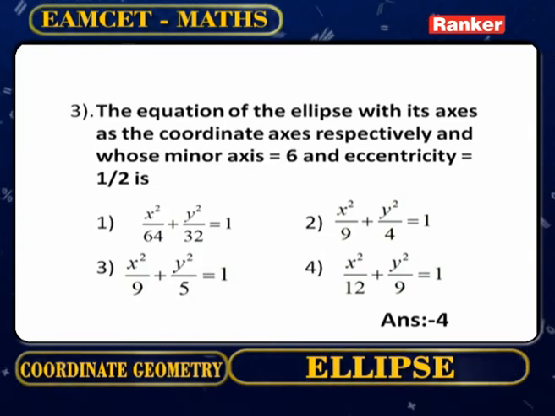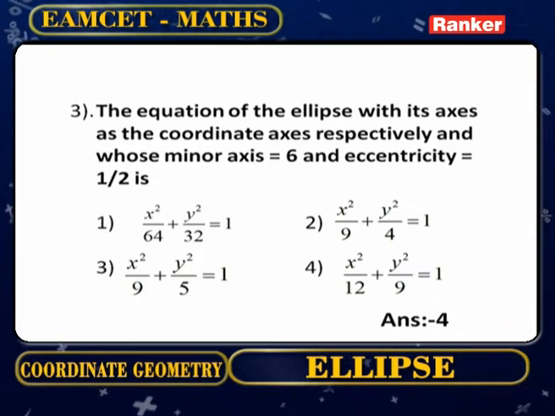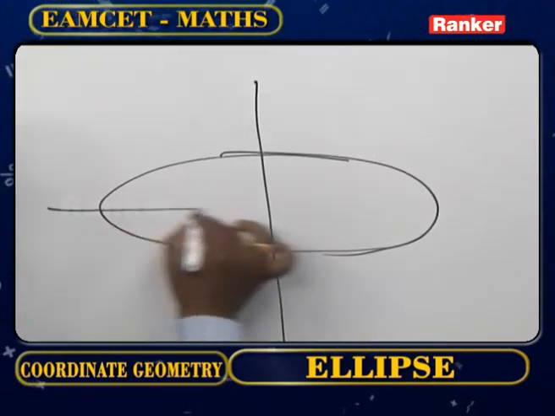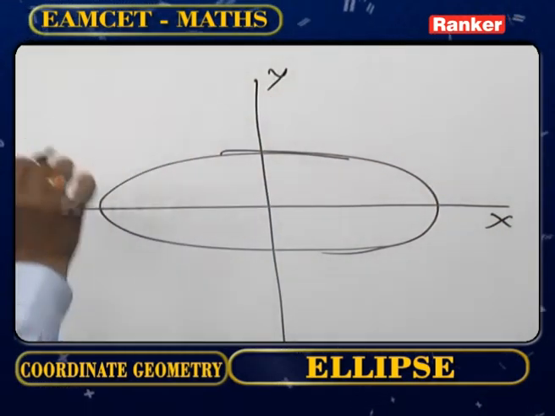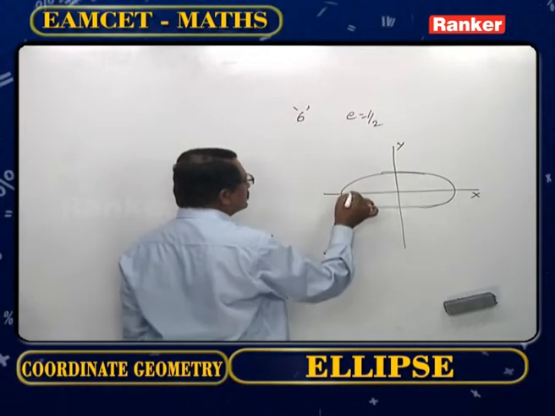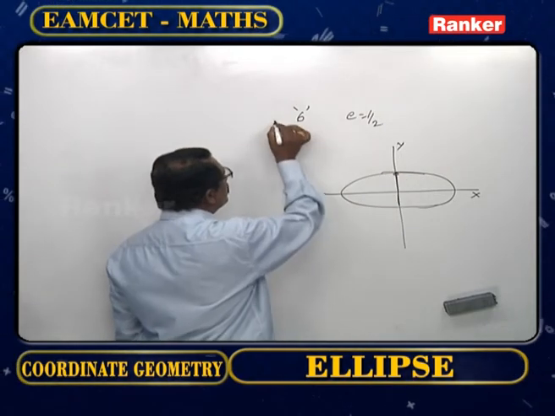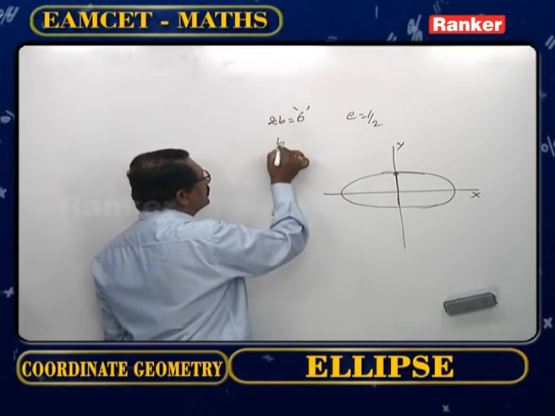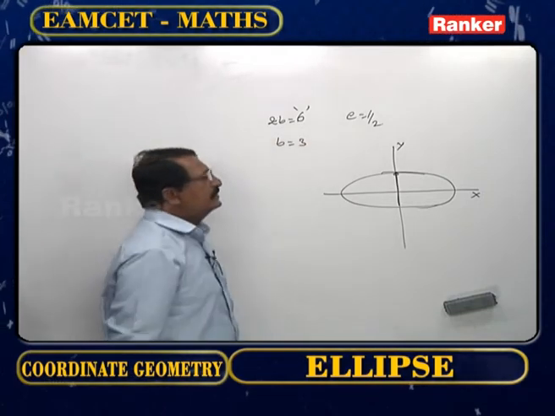The equation of the ellipse with its axes as coordinate axes respectively and whose minor axis is 6, eccentricity 1 by 2. Now, given the axes of the ellipse are coordinate axes, the major axis is the x-axis and the minor axis is the y-axis. Length of the minor axis is given as 6, and the length of the minor axis equals 2b. Now 2b equals 6, so b equals 3.